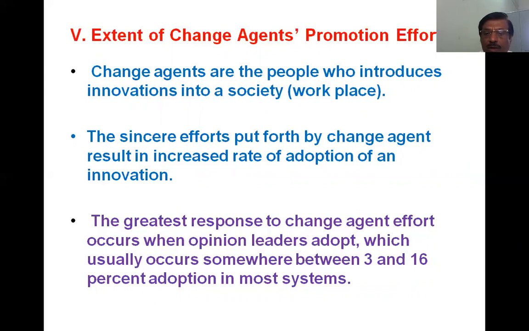The majority of the opinion leaders belong to the early adopters. This usually occurs somewhere between 3 to 16% in most social systems. So if the extension worker makes the early adopters or opinion leaders adopt the innovation, further spread will be easy.